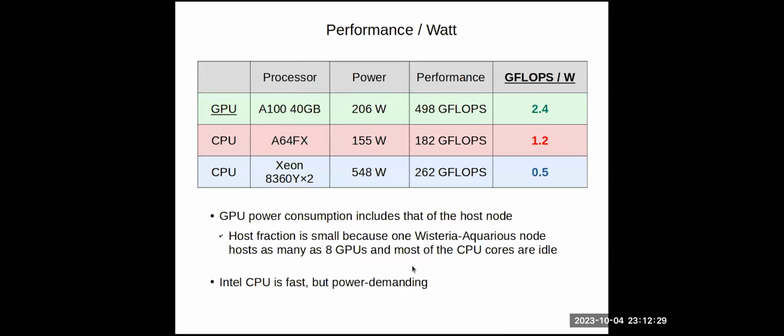For high performance computing, the power consumption is sometimes really important. Even though the Xeon CPUs are very fast, they require a lot of electricity, so the performance per watt is not very high. In contrast, the A64FX CPU by Fujitsu on board the Fugaku supercomputer in Japan is much more power efficient, and the performance per watt is more than twice as much. On top of that, the A100 GPU is even twice as energy efficient as the A64FX CPU.